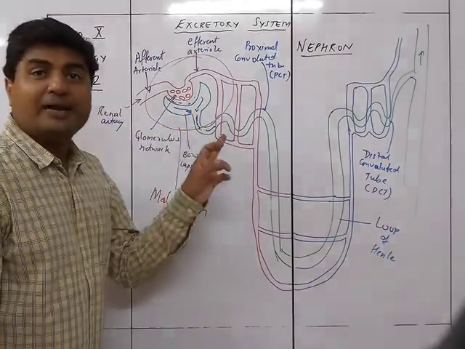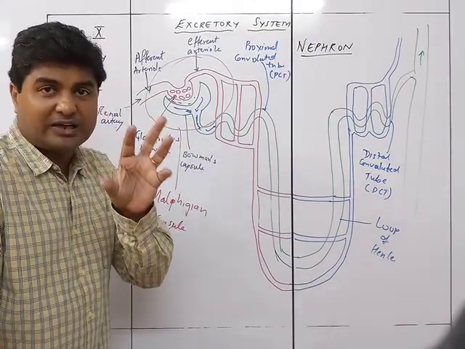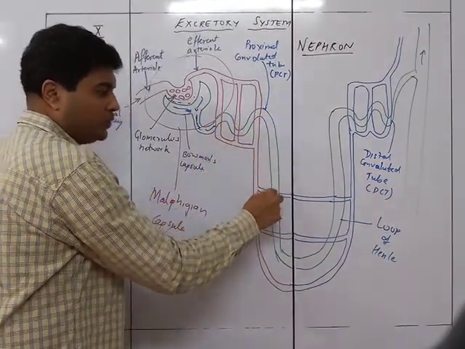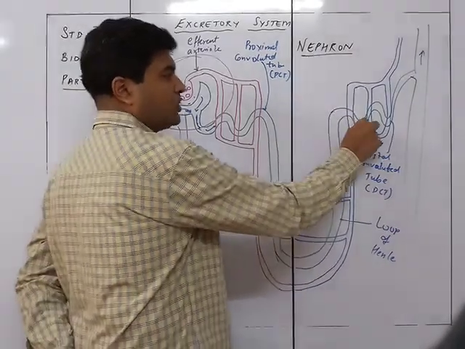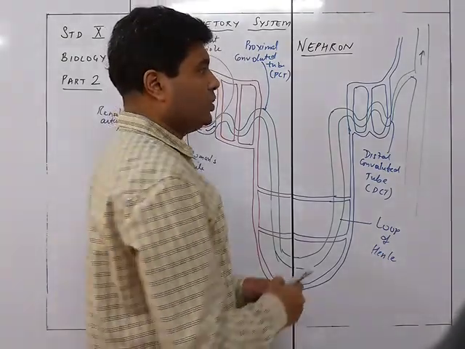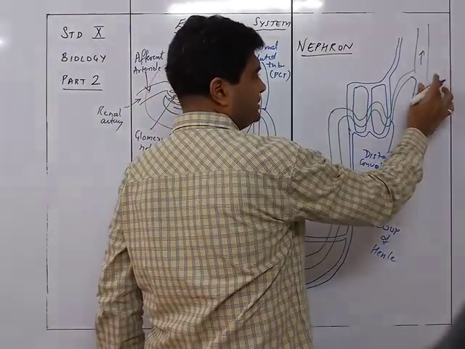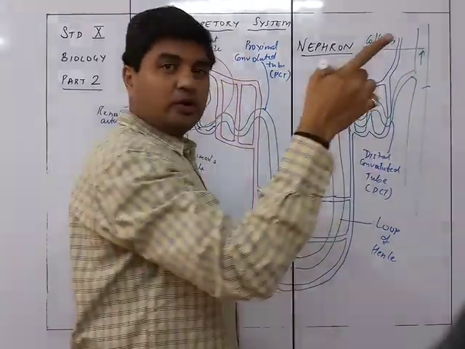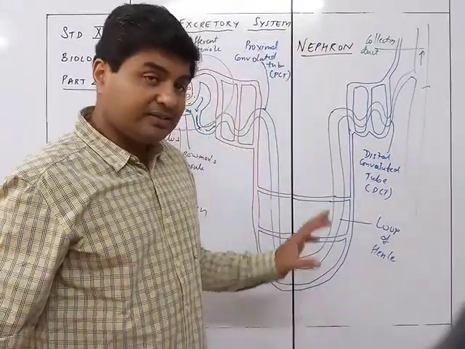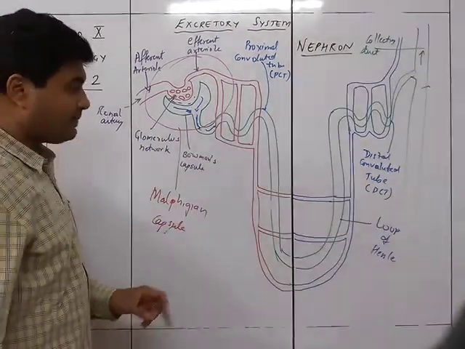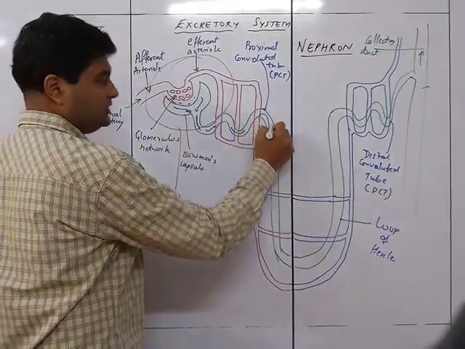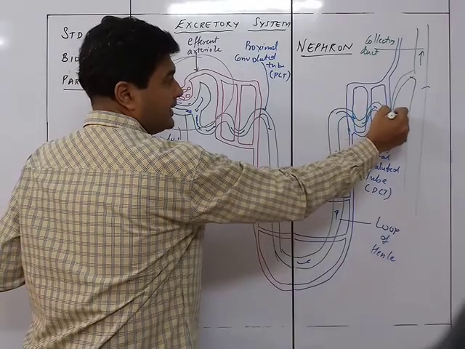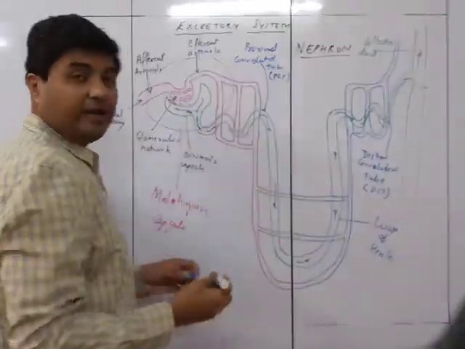The fluid content of the blood, the plasma, is going to pass first through the proximal convoluted tube, then go into the loop of Henle, then to the distal convoluted tube, and then enter the collecting duct, which opens up into the pelvis for urine collection. So this is one side. It passes like this, through this, and on, and this is how the path of the plasma goes.